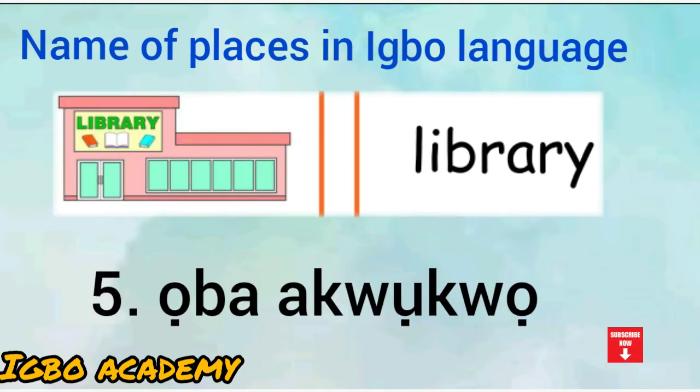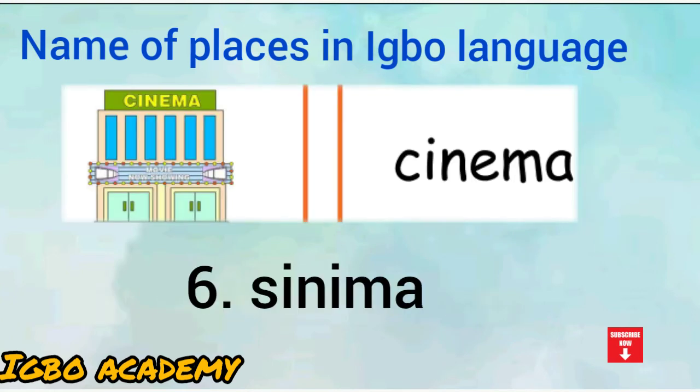Number five, the library is called ọbaakwụkwọ. Number six, the cinema is called cinema.